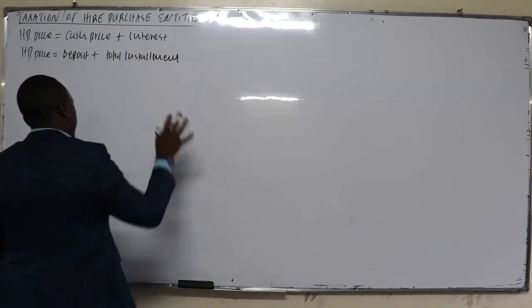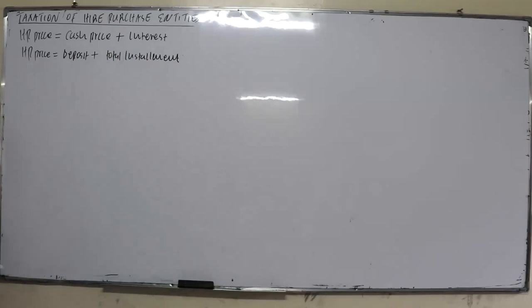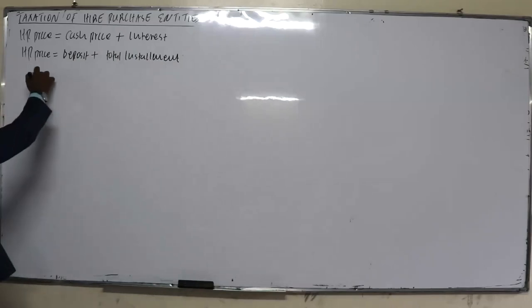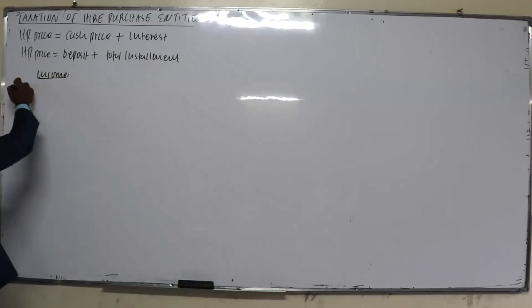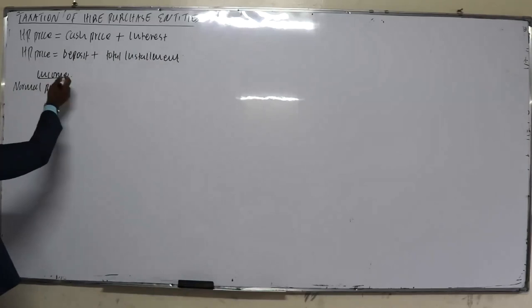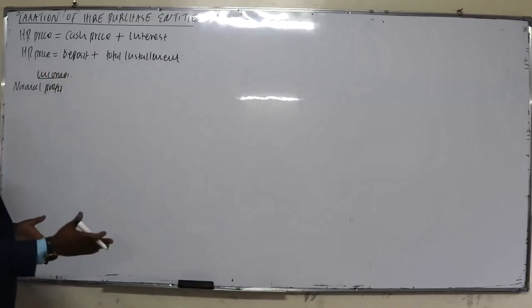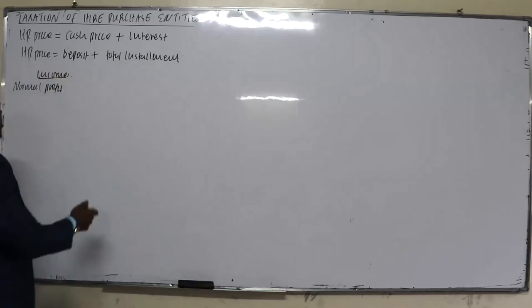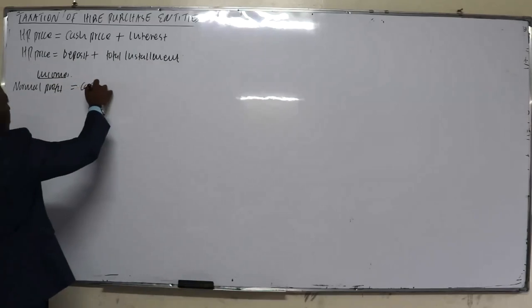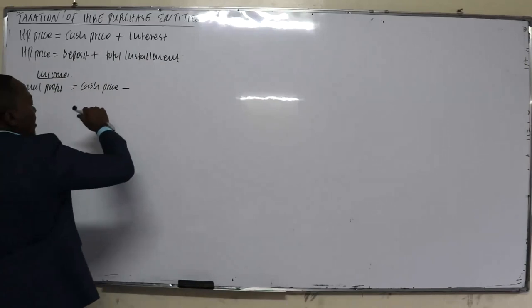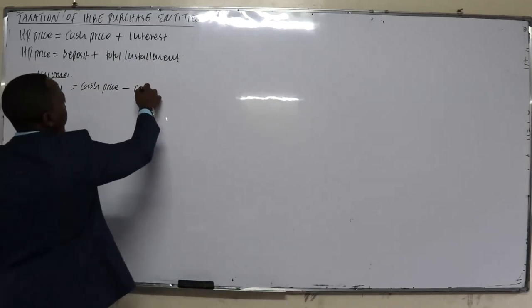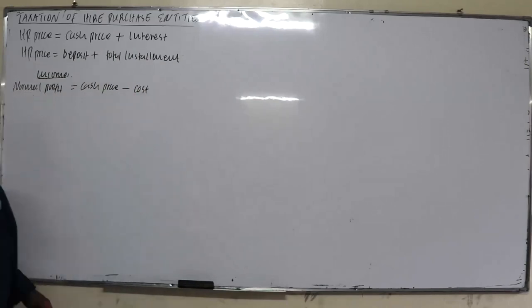So that means in this case, the vendor makes two incomes. One, there is the normal profit. In case you had to sell this product on a cash basis, how much could you have gotten? That is the cash price, minus the cost. That's how you get the normal profit.